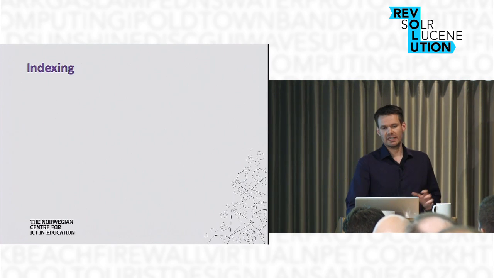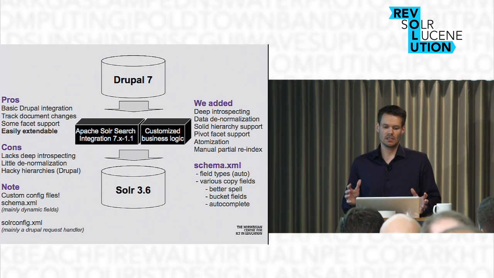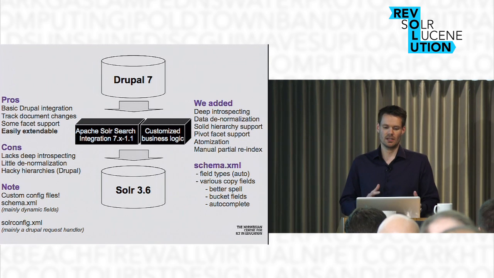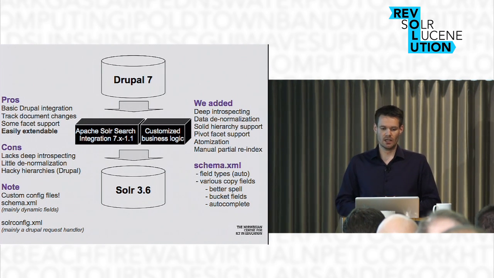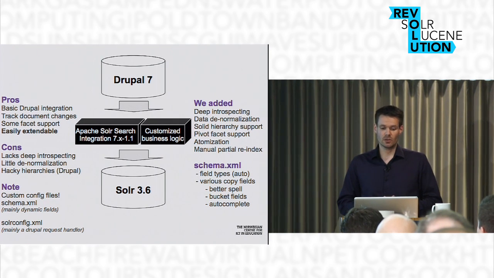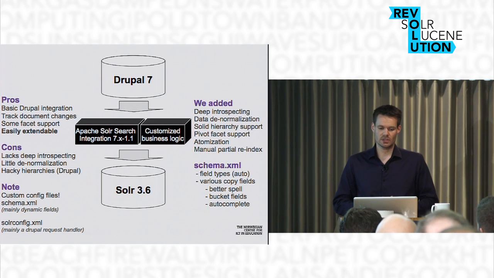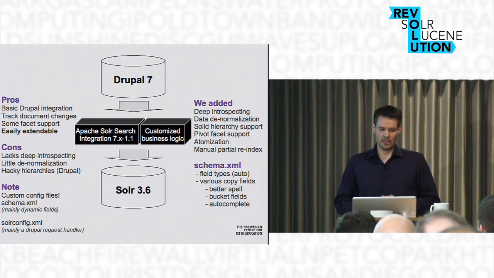So first is the indexing. We have all data structured in Drupal. That's not a very good match for the way it should be in Solr, because in Solr it's good to denormalize for search speeds later on. So for that, there is a great module for Drupal. For those of you that use Drupal, I recommend using that module. It's called Apache Solr Search Integration. I think it's in version 7.x-1.2 now, but anyway.